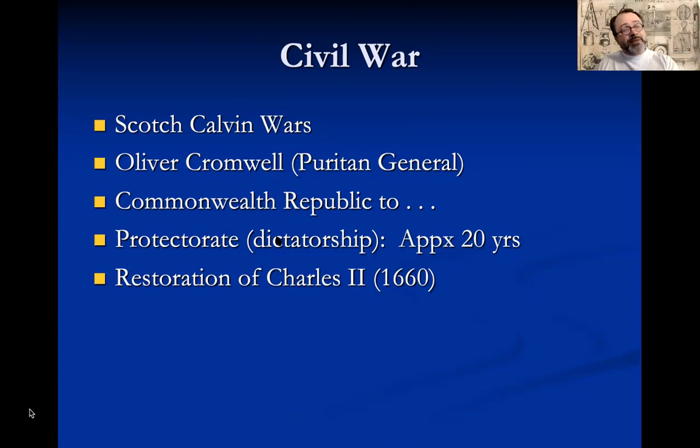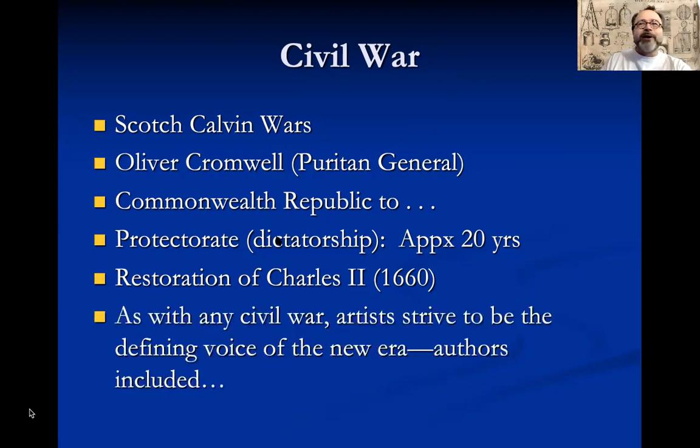And the interesting thing is there is a conflict among the artists now, because you have artists, as you do during any civil war, that strive to be the defining voice of this New England during the Revolution, these revolutionary authors. And then they bring back the king. So you have two schools of artists that develop during the Age of Reason and Enlightenment.